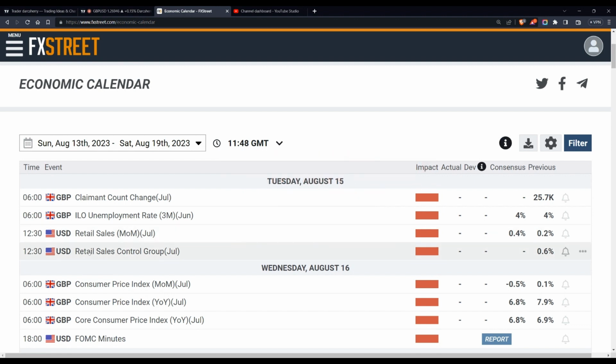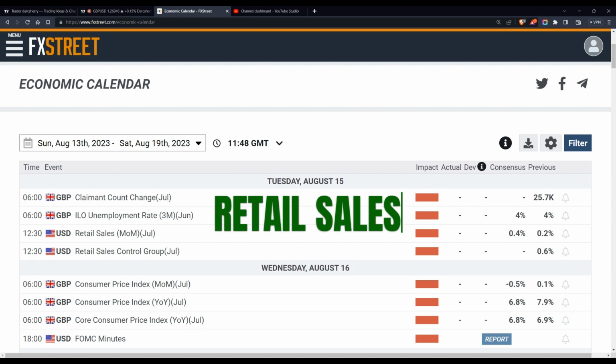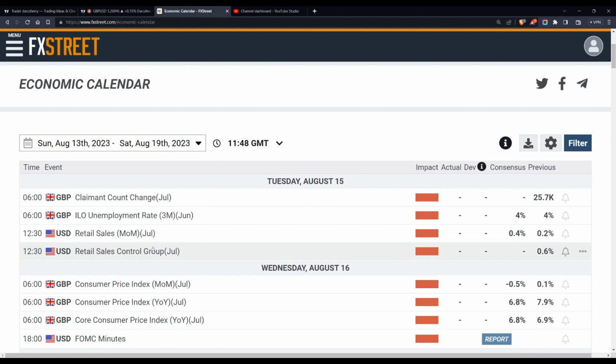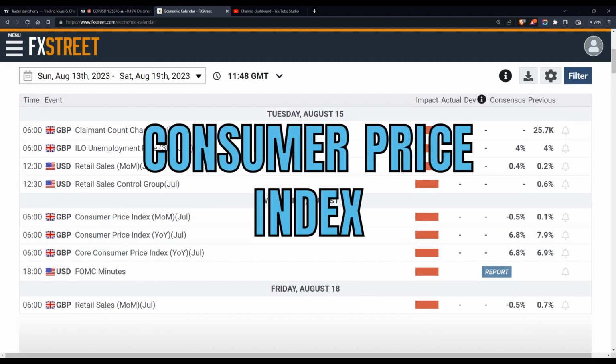Then the next one is the retail sales from the United States. And of course, this is a measure of consumer spending on goods, and it indicates the health of consumer demand and economic activities. Then on Wednesday, we have the consumer price index, which is the average change over time in the prices paid by urban consumers for a basket of goods and services. A rising CPI indicates inflation affecting currency value and interest rate expectations, thus impacting trading strategies.